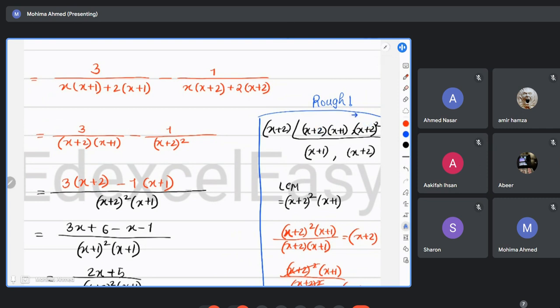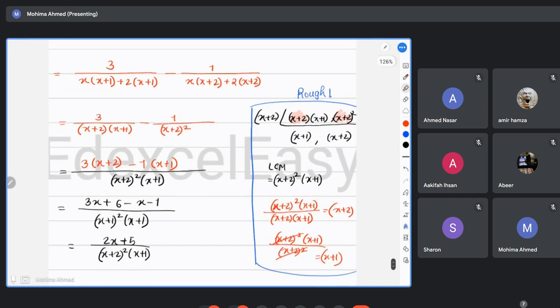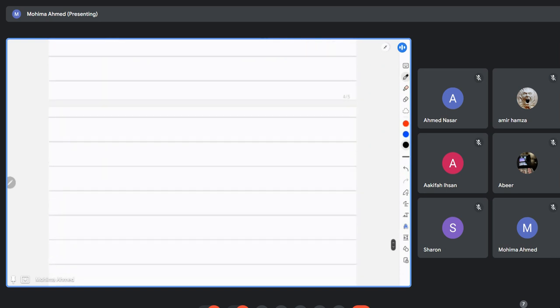I always try to find out the common factors. I can see this entire thing can be divided with x plus 1, and this one can also be divided with x plus 2. Both of them have 1 x plus 2 common. This x plus 2 whole square indicates x plus 2 multiplied by x plus 2. Let me do this LCM again over here with a little bit more detail. One minute. The first one was x plus 2 and x plus 1.